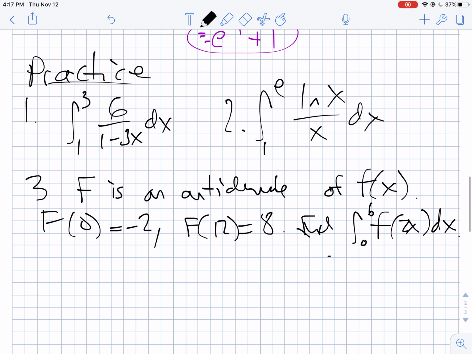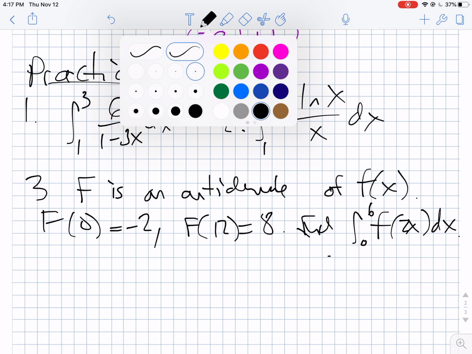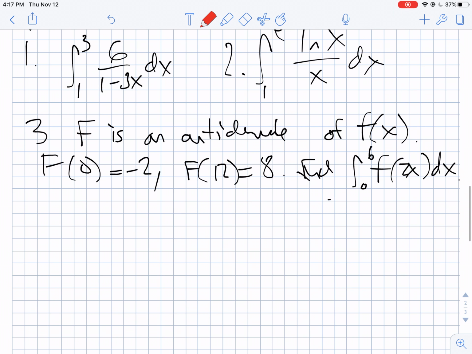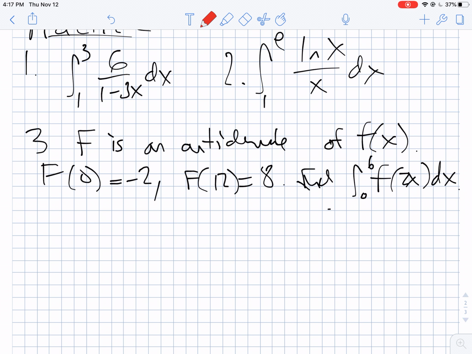Okay, now hopefully you had a chance to do these problems. Maybe you got stuck on some parts. That's okay, but let's go through them quickly, the first 2 especially. So, okay, the first one here, integral 1 to 3 of 6 over 1 minus 3x. When you look at this, remember that oftentimes we pick the u to just be the denominator, and this is no different.